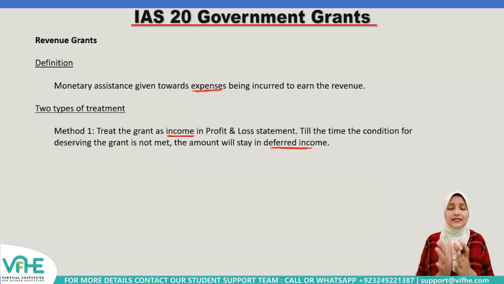I'll get into the detail of the kind of journal entries that we'll pass. Don't worry, in some time, we'll crack numericals from that aspect as well. That is day 1, how do you record the grant money? Year end, how do you record it? We'll get into all those aspects.